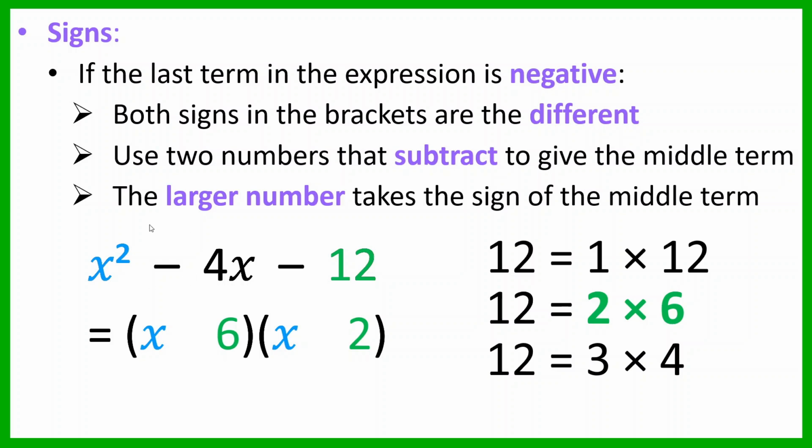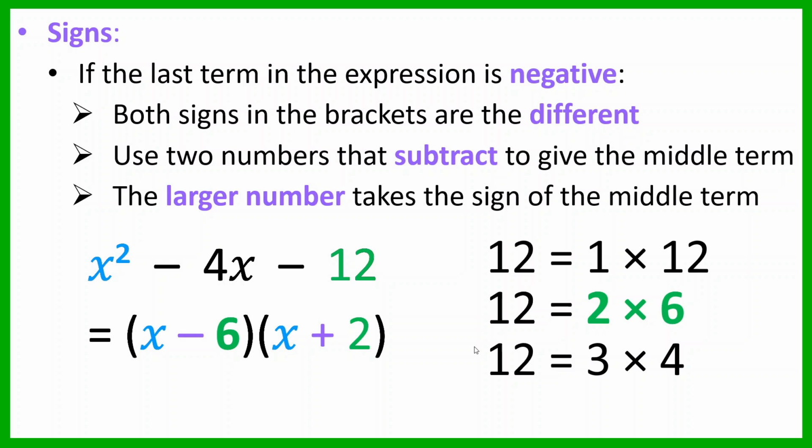Okay, so I look and see the larger number, so the larger factor that I've got over here, in this case it's the 6, is going to take the sign of the middle term. So the middle term is negative. So the 6 is going to be negative, and the 2, which is the smaller number, is going to be positive. Okay, so that's how we're going to factorize a trinomial.